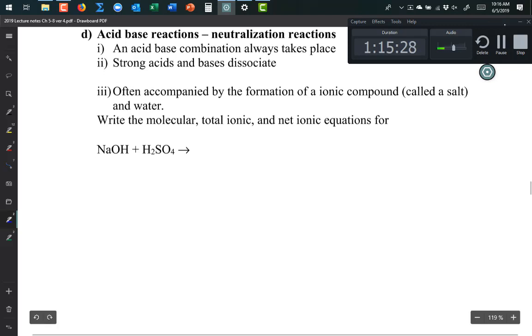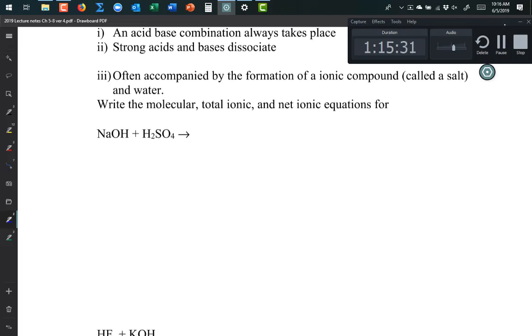So we're going to go ahead and do that. So, sodium hydroxide, it's made up of sodium ions and hydroxide ions.